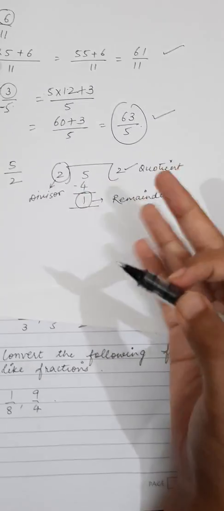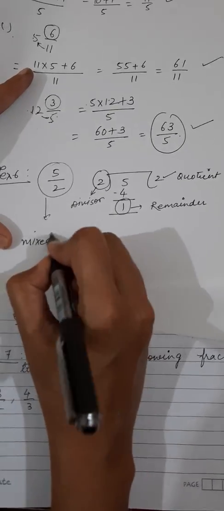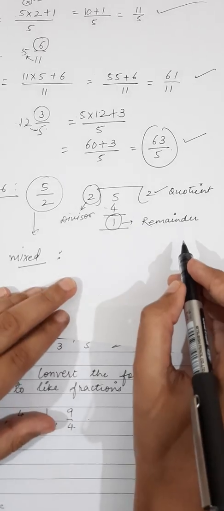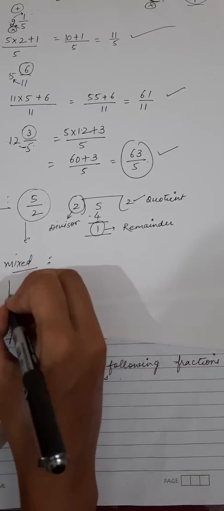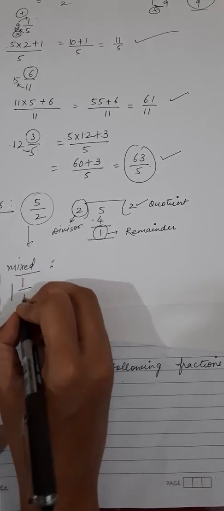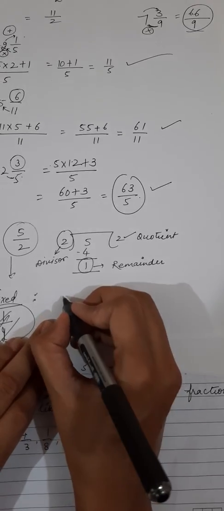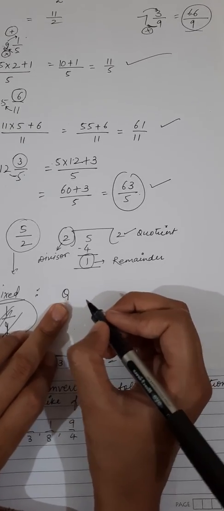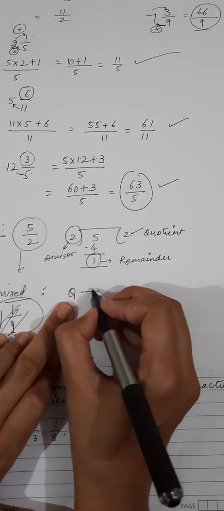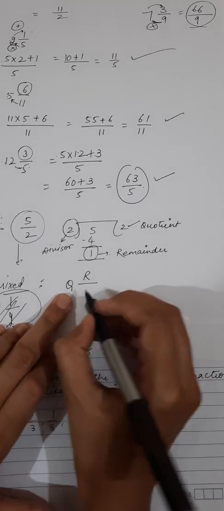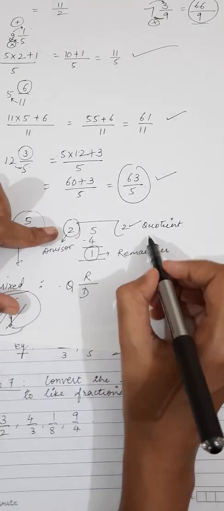Okay, so now how you are going to write this fraction into mixed fraction? Look, in mixed fraction the sequence is, you know how we are writing the mixed fraction? Whole number and then the proper fraction, like this. We are writing like this, right? Now see here, in the whole number you are going to write the quotient. In the numerator you are going to write the remainder, and in the denominator you are going to write the divisor. So this is the sequence.